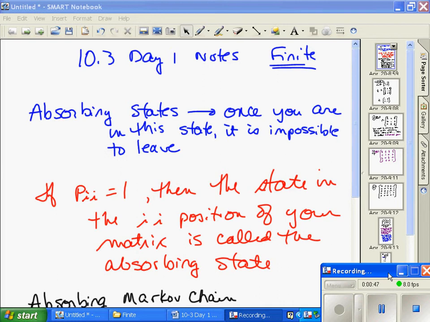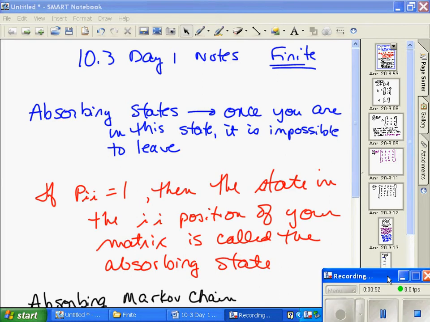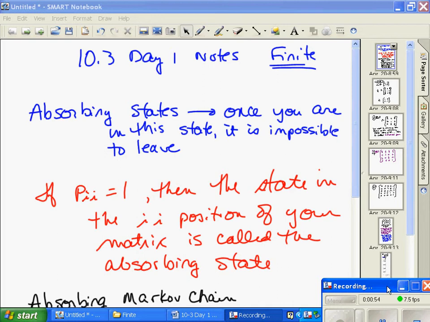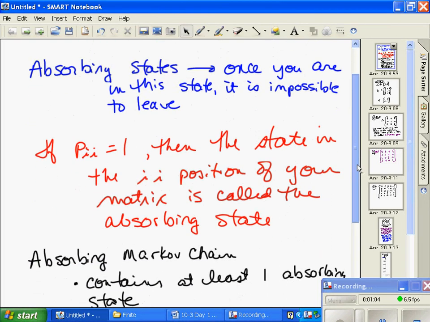You could read those in your notes, but I have some abbreviations or interpretations included in these recorded notes. An absorbing state just means once you are in this state, it is impossible to leave. So it's kind of like getting caught. Now, we're going to designate your absorbing state here in red.